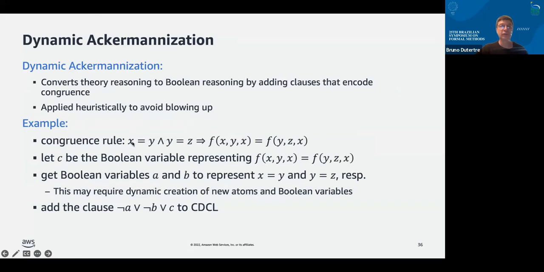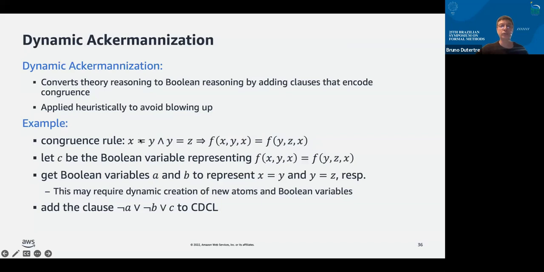So how does it work? You start with, say, a congruence rule like that. And how do you encode this in Boolean as a clause? Essentially, you need to create a Boolean variable for all these equalities. If the Boolean variables are already around, that's good, you don't need to create anything. Otherwise, you need to dynamically create new atoms and new Boolean variables. And then you can just convert this into a clause.